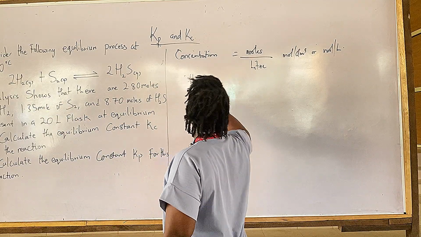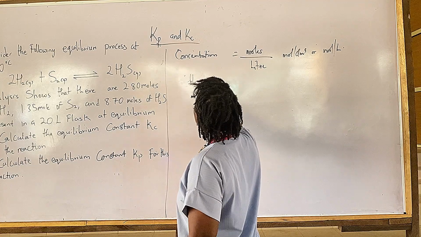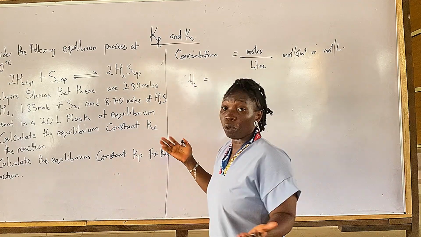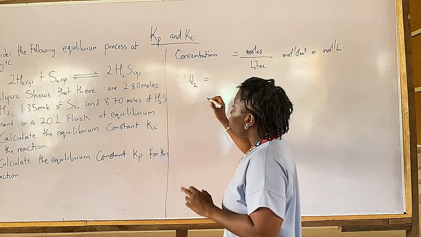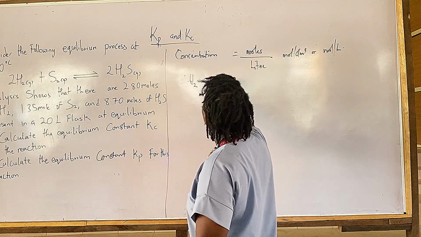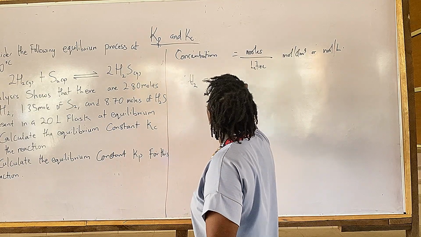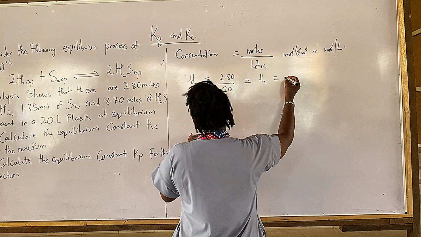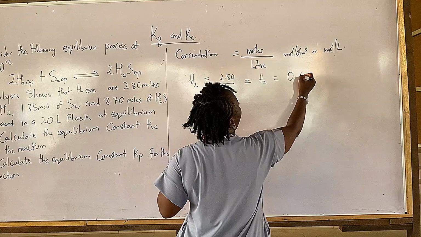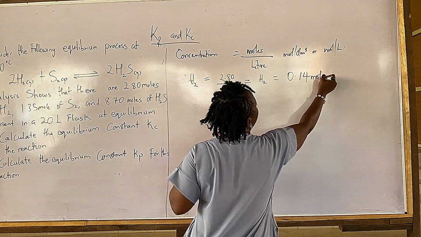We have 2 moles. But in calculating the concentration, you don't need to put 2 moles. But if you also put the 2 moles, it's not a problem. So what is the number of moles of hydrogen? It is 2.80 all over 20. That will give us the concentration. The concentration is 0.14 mole per liter.